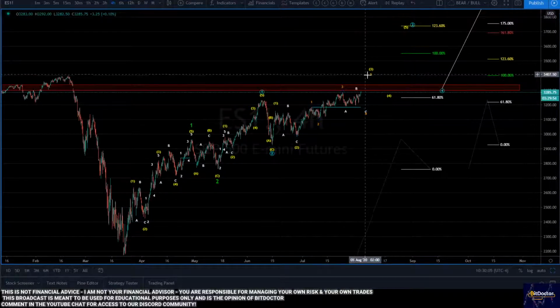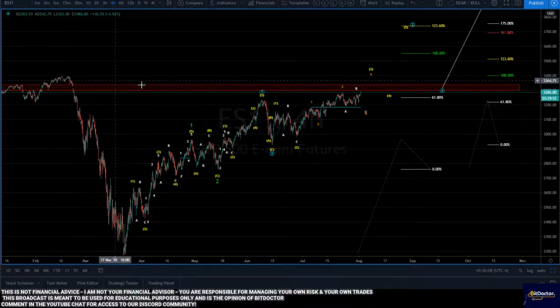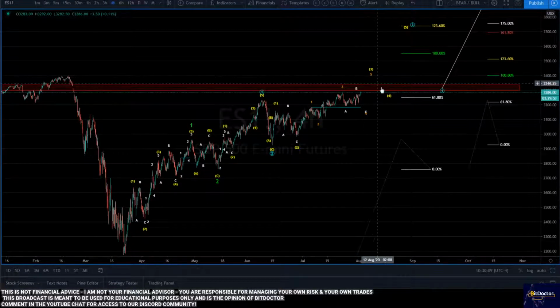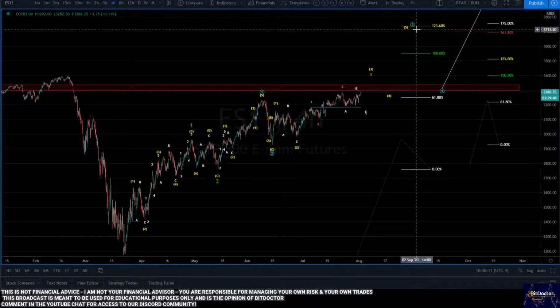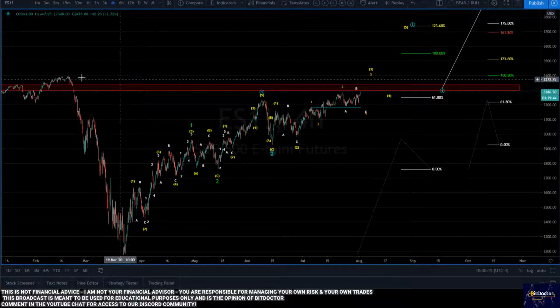We're going to fill the gap. We're going to test this high over here. Probably going to get some resistance there. We'll retrace a little bit, then we'll rip to the upside, basically to demolish all the people that are like, we've got a double top.